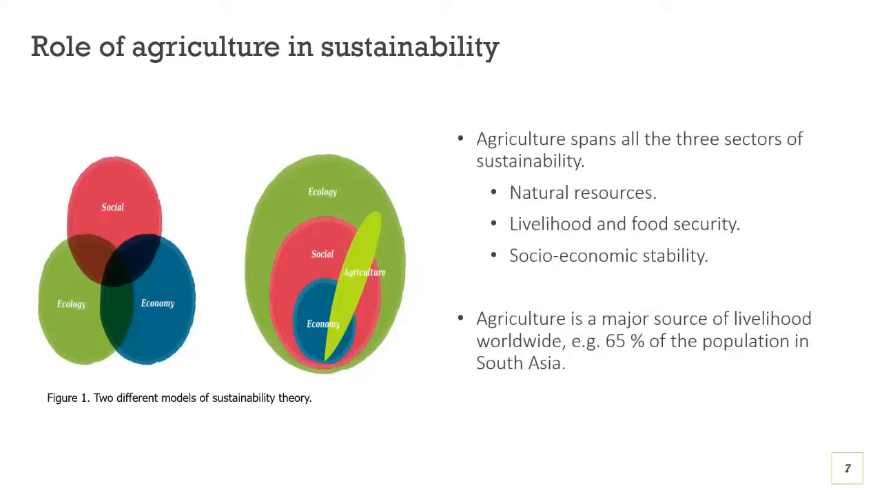So the new approach to sustainability is this concentric circles model, which is on the right, where ecology is the overarching field, which contains the social system, which further contains the economic system. The message being that there can be no economy without a social balance, and there can be no successful, sustainable society without an environment in balance. And agriculture spans all three sectors of this sustainability paradigm.